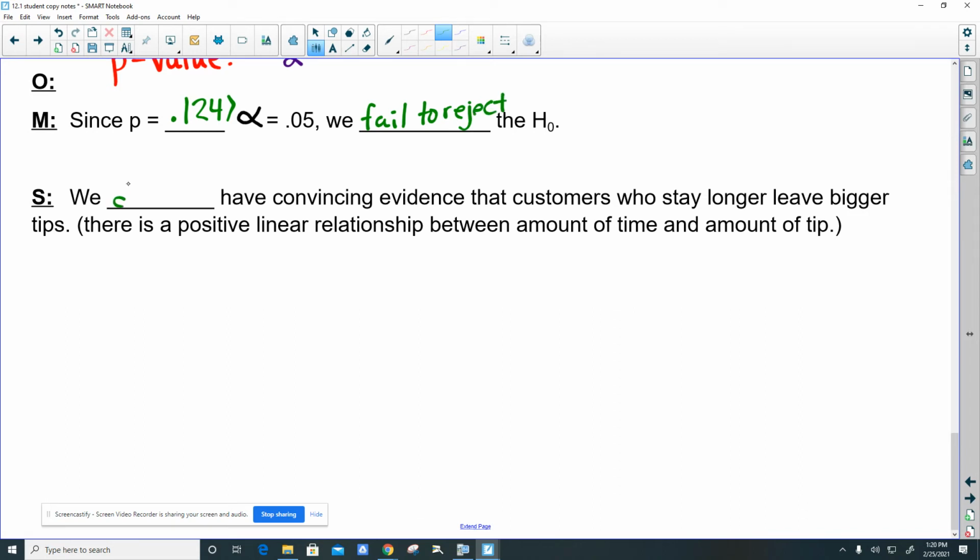We are going to say that we do not have convincing evidence that, and then I drafted essentially what the alternative hypothesis is, that the customers who stay longer leave bigger tips. Now, how I knew to say that is because if the slope really is positive, then that means as your x variable goes up, your y variable goes up. That's what a positive association means. And that's what our alternative hypothesis was. So I'm saying in context that I don't have evidence that the slope is positive, which means as customers stay longer, they tend to leave bigger tips. There's not evidence in support of that.